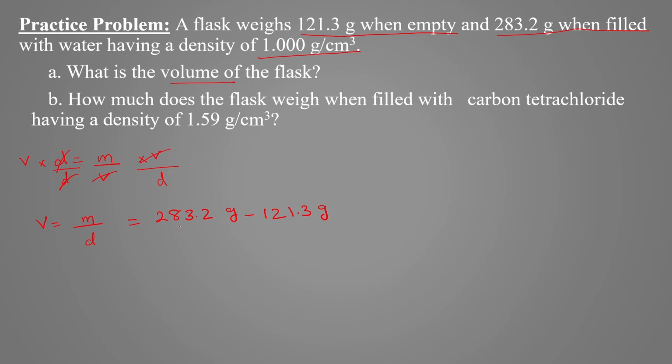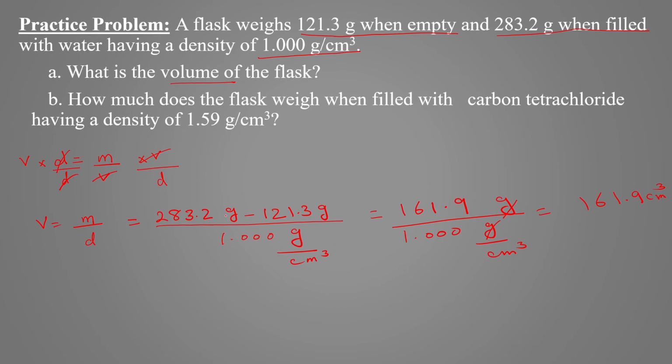The way we are finding the weight of water is called the weighing by subtraction technique. You can watch a video on this technique, and the link for this video is given in the description box. Gram will be cancelled out, and you will have 161.9 cm cube as volume.